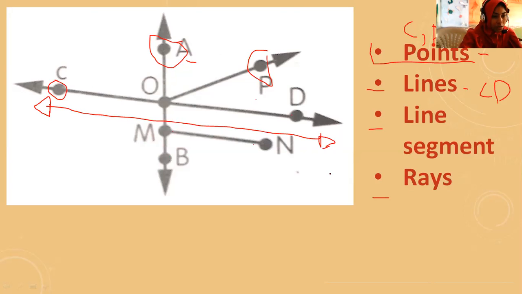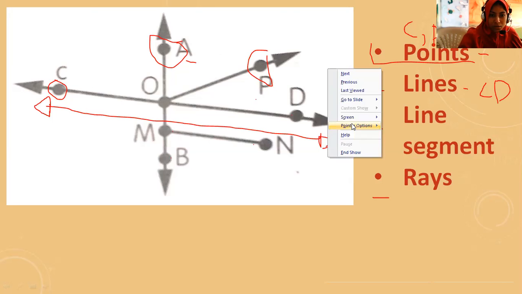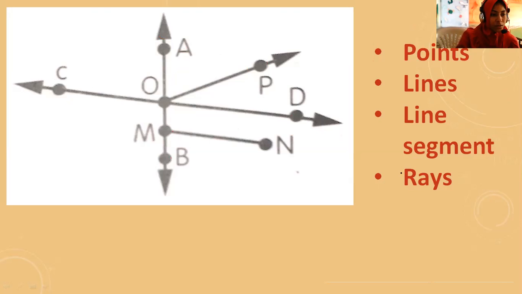There is another line. You have to find that line. In a similar way, you have to find line segments and rays, how many line segments and how many rays there are. This is your homework. I'm going to check it on Monday. Make this figure in your rough notebook and find out these points.